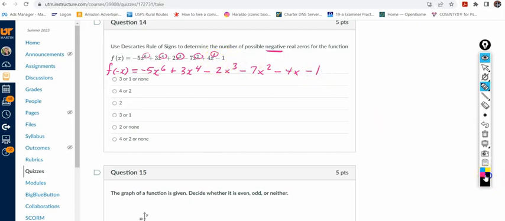So now count up the number of changes in sign for that. Negative to positive is 1 change. Positive to negative is another change. Negative to negative, no change. Negative to negative, no change. Negative to negative, no change. So we will have 2, or you keep subtracting 2, or no real zeros.